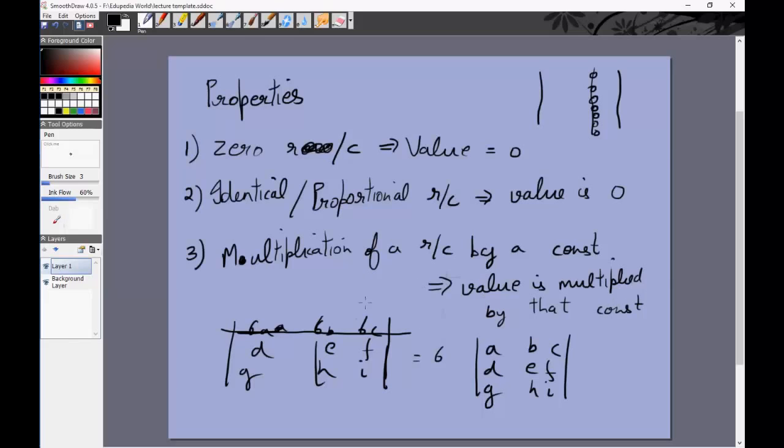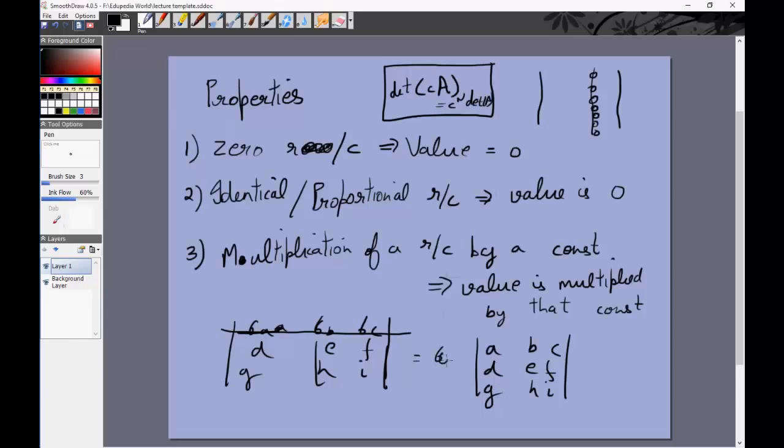Now remember, this has a very interesting correlation or a corollary, which is that the determinant of CA, where A is a matrix, C is a number, is not equal to C times the determinant of A, it is equal to C to the power n times the determinant of A.